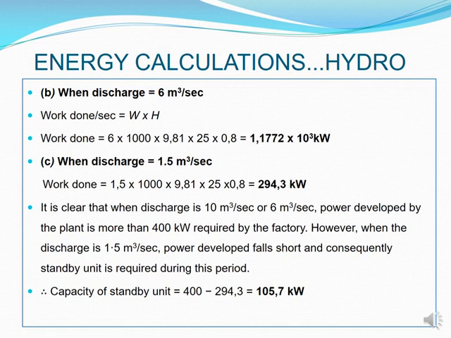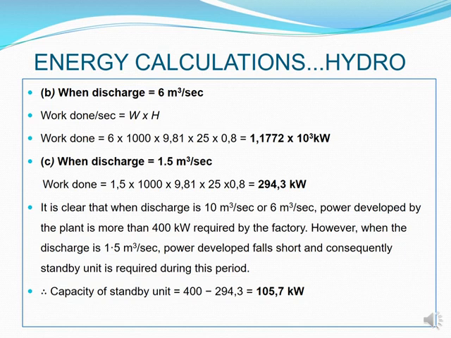However, when we are on the 1.5 cubic meters per second months, which is actually 6 months, half a year, your power developed falls short, and consequently, you will need to have standby units for the entire 6 months of your 1.5 cubic meters per second.